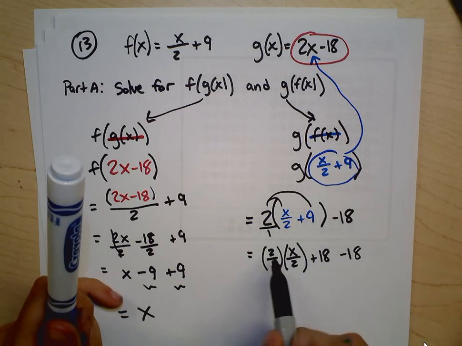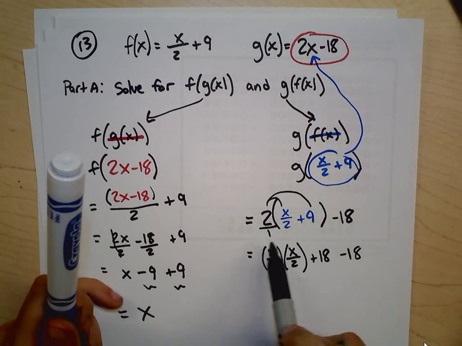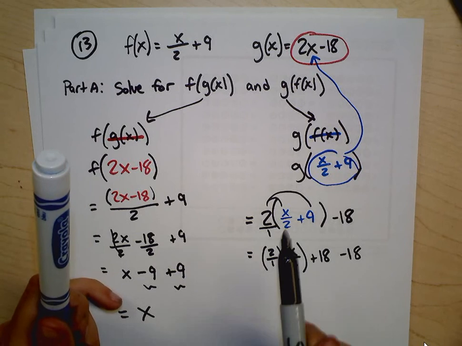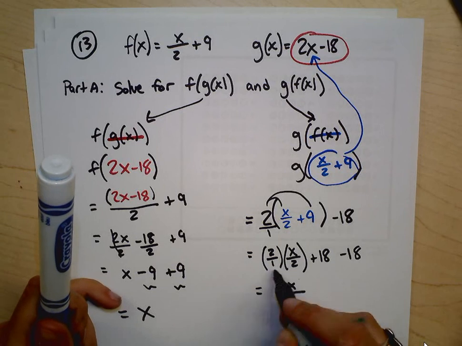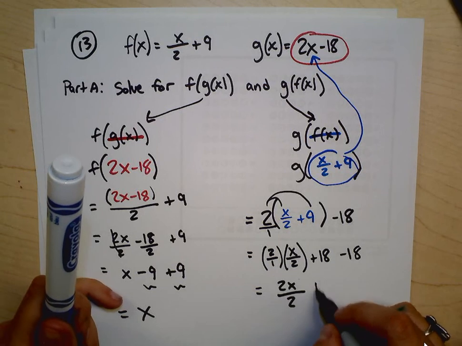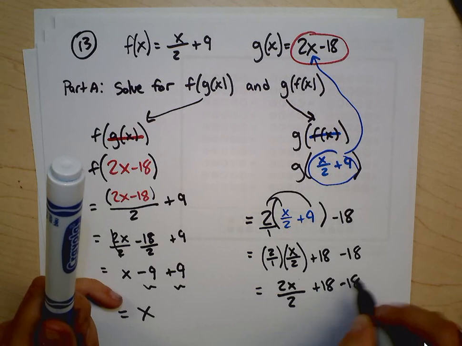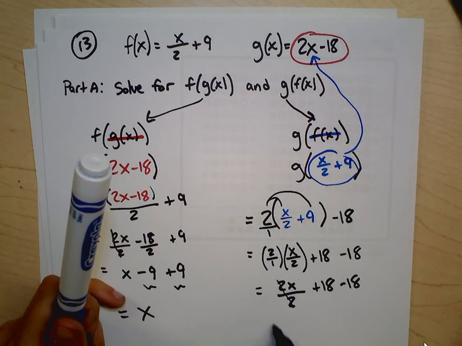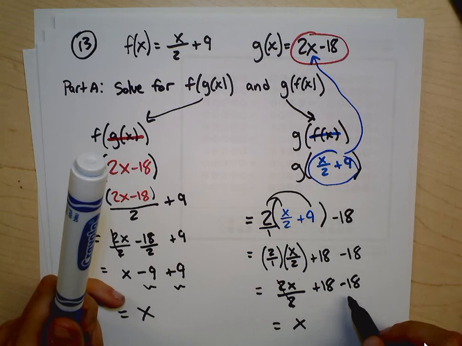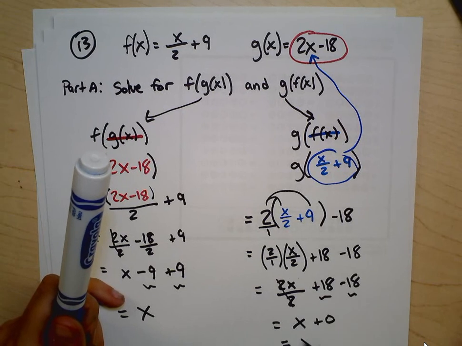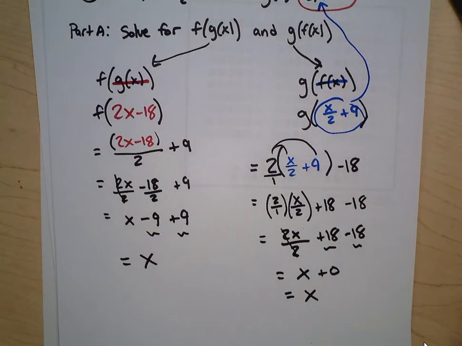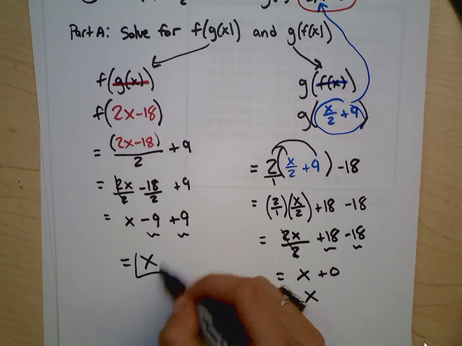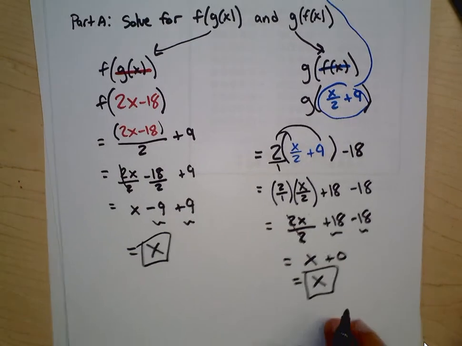Okay, so whenever I multiply fractions, I just multiply straight across. Don't think cross multiply. So 2 times x gives me 2x, 1 times 2 gives me 2, plus 18, minus 18. My 2's are going to cross out here. 18 minus 18, those cross out, so I get plus 0. So my answer is x. Now, I just solved for both of these composite functions. So that was part A.